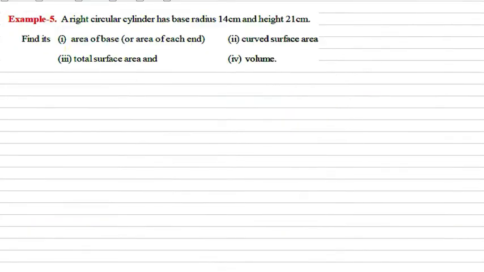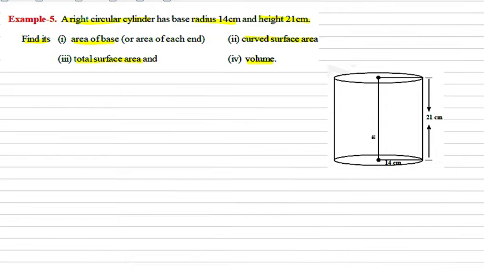Next example, fifth one. A right circular cylinder has base radius 14 centimeter and height 21 centimeter. Find its area of a base, curved surface area, total surface area and volume. So in the first question we are going to find the base area. Here given radius is equal to 14 centimeter and height is equal to 21 centimeter.